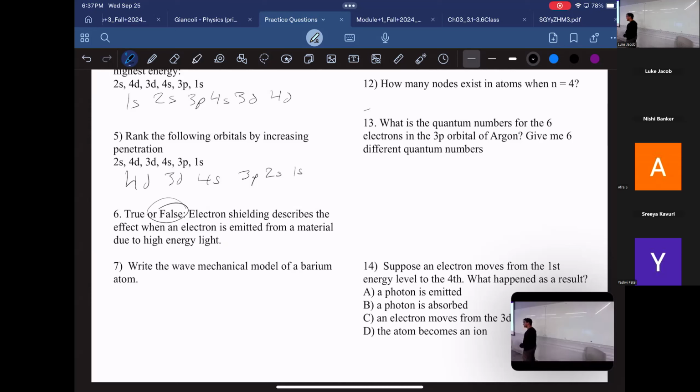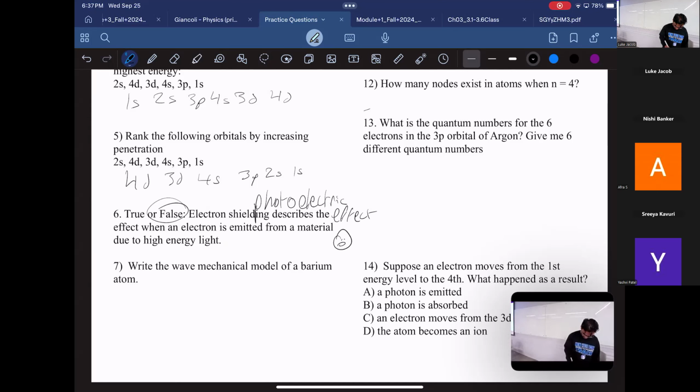Photoelectric effect. This is the photoelectric effect. I'm going to make a nice little emoji there. Okay, write the electron configuration of barium.